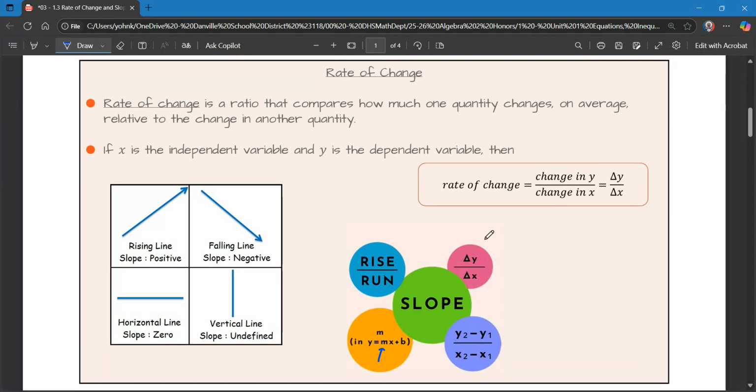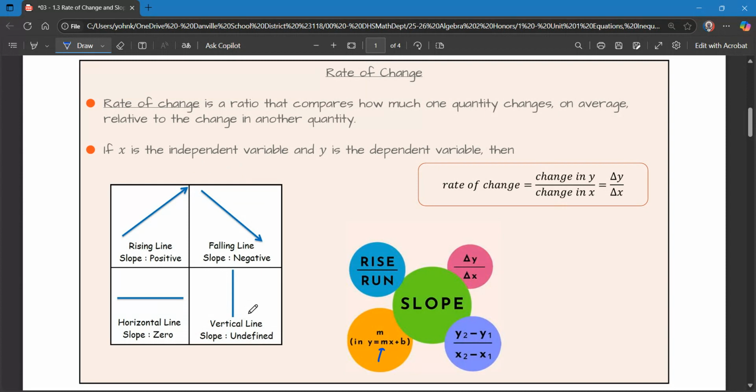The only one you might not know is the one with the triangles here. And so in math, the triangle means change. And so if you put triangle y over triangle x, that's change in y over change in x. So they're all interchangeable. We're talking about rate of change today.